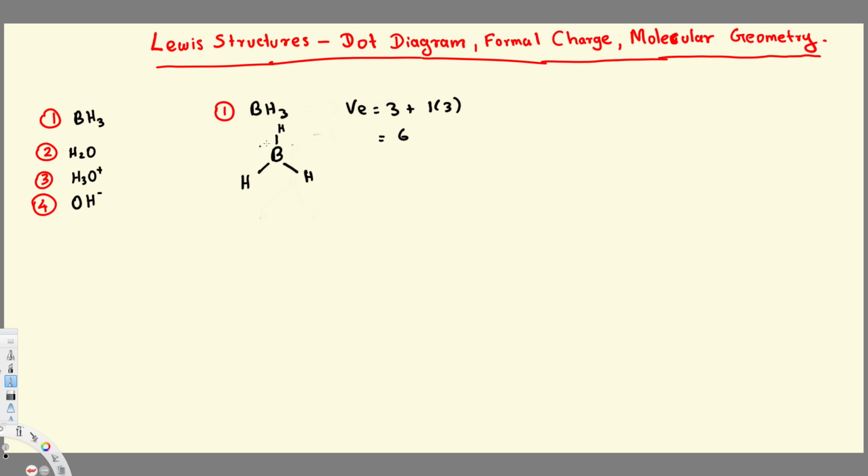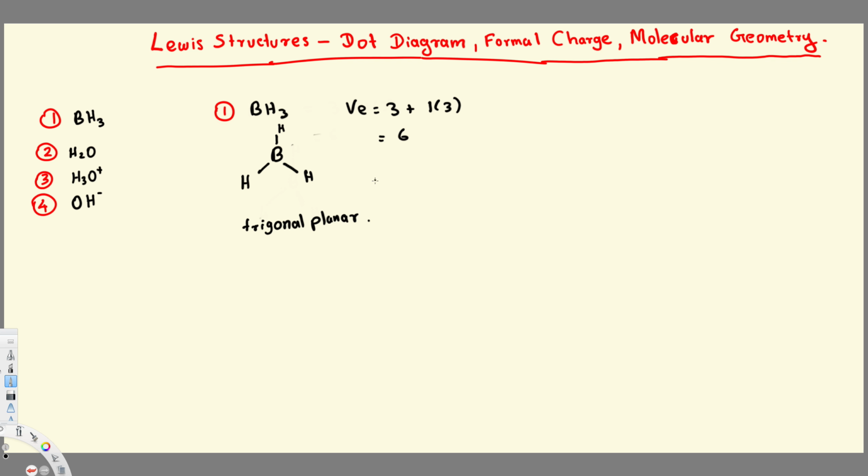So this is going to be the structure for this one, and the molecular structure of this one is going to be trigonal planar, since we have only three connections, like 3 groups. This is 1 group, 2 groups, 3 groups, right? So the structure is going to be trigonal planar. So this is going to be the molecular geometry.